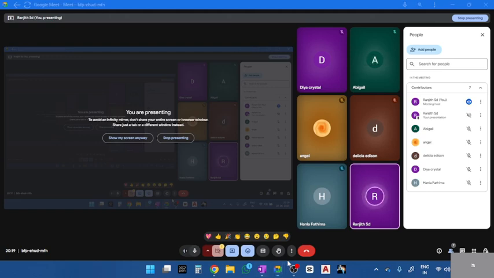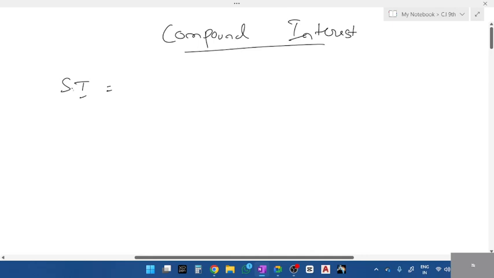Yes, all of you will unmute and answer, students. Answer this. Compound interest revision. Tell me the formulas. What is the compound interest or simple interest formula? What is the basic formula?